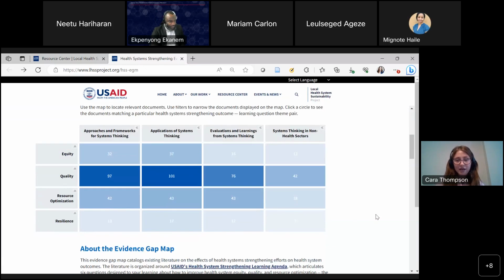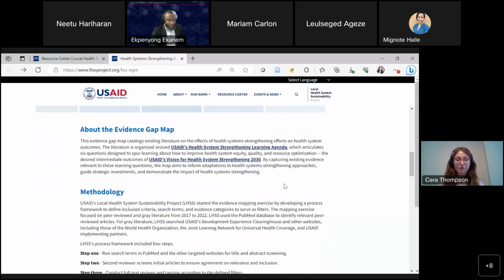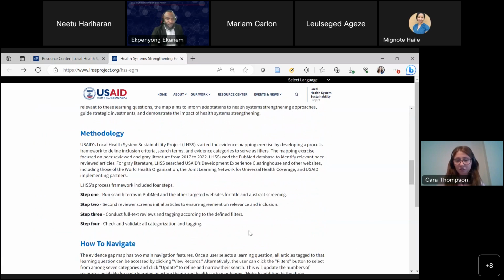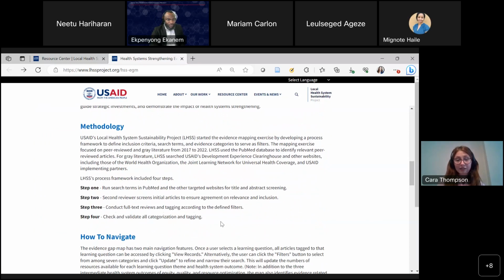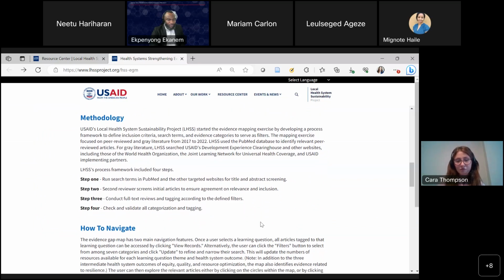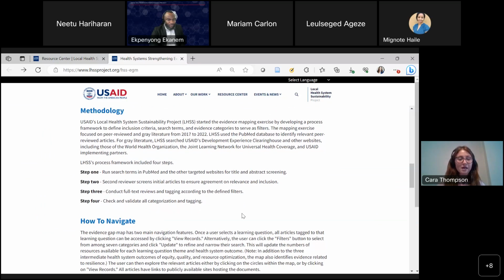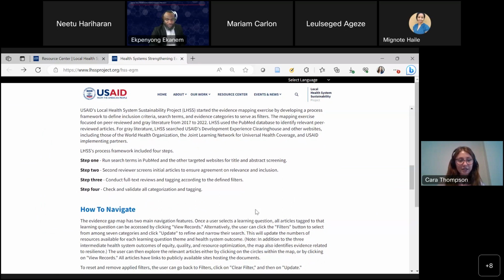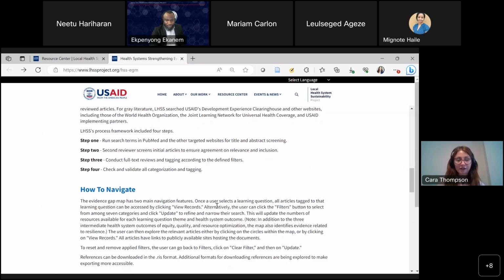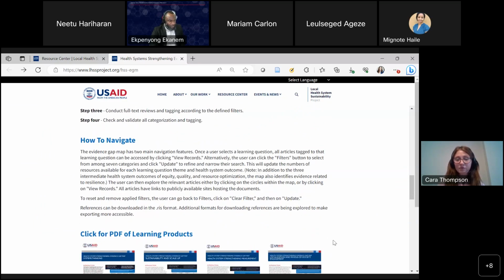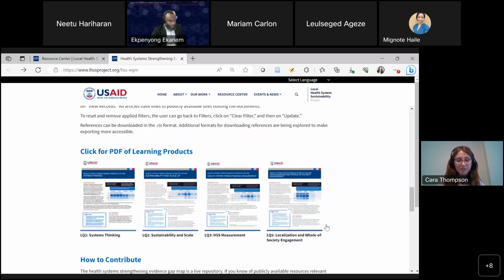I also wanted to highlight farther down on the page, again, we have information about the evidence gap map, some more information on our methodology and the 4 high-level steps that we use. These include running search terms in PubMed and other websites for title and abstract screening, a second round of screening to ensure agreement on relevance and our inclusion criteria, full text reviews and tagging according to our predefined filters, and then finally a validation stage.